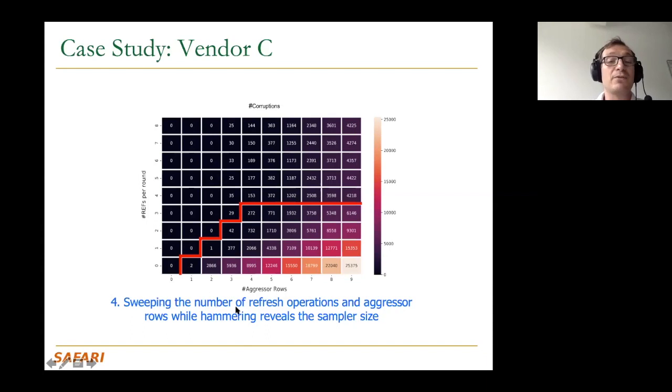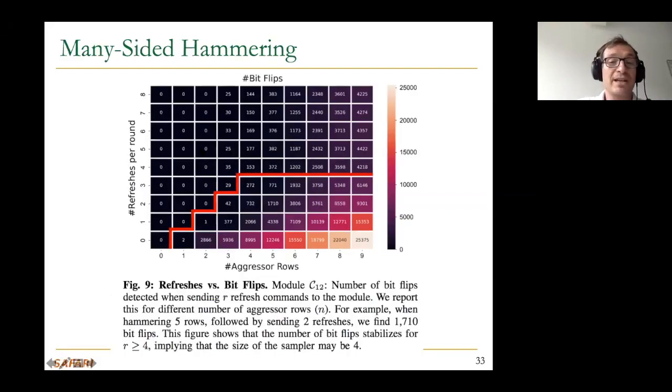So basically, by sweeping the number of refresh operations and aggressor rows while hammering, it kind of reveals the sampler size. We can never be sure, of course, but we guess, for example, in this case, the sampler size is 4. And this is the same figure repeated from the paper. You can see more explanation over here. For example, when hammering 5 rows followed by sending 2 refreshes, we find 1710 bit flips. And this figure shows that the number of bit flips stabilizes for r greater than or equal to 4. And that's kind of true. Here it's stable, here it's stable, here it's stable. It increases clearly because you're doing more hammering, but it doesn't change. The number of bit flips that you see doesn't change as you increase the number of refreshes, as you can see. For example, 4225 is very similar to 4218 over here, or 144 is very similar to 153 over here. So this implies to us that the sampler size may be 4.